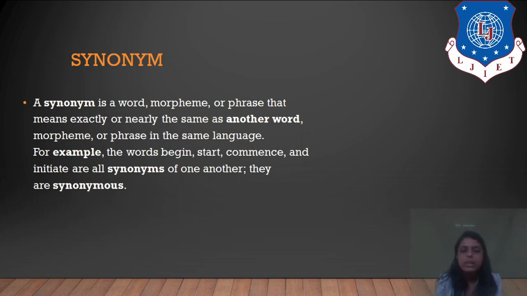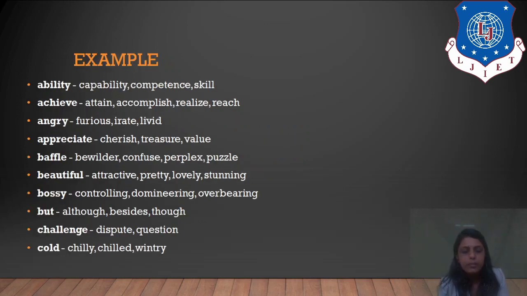Like, I'll just give you an example. Synonyms means the words like begin and start are the same. Both of them mean to start something, commence, initiate. All these things have similar meaning, so that's why they are known as synonyms, right? So synonyms are words with the same meaning. Now, examples like ability, capability, competence, skill. These words have the same meaning, like achieve, attain, accomplish, realize, reach.